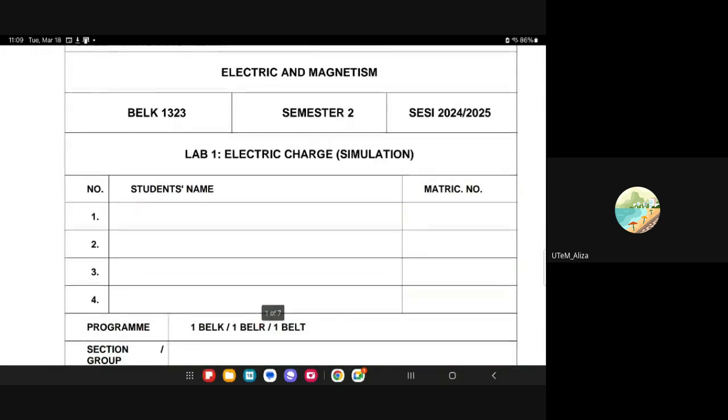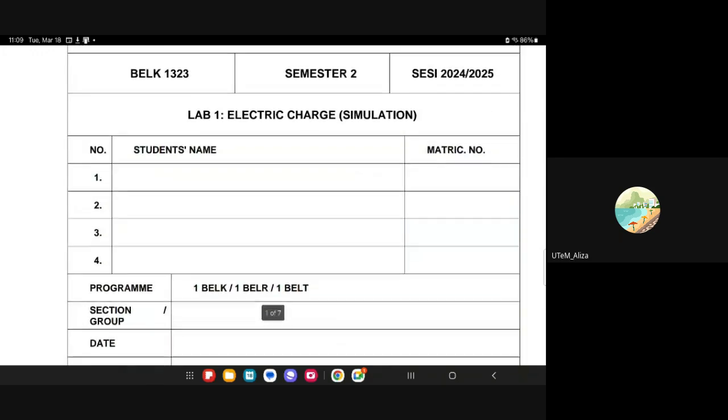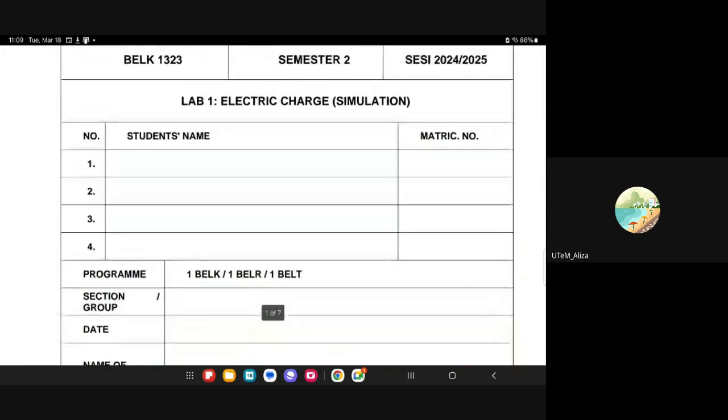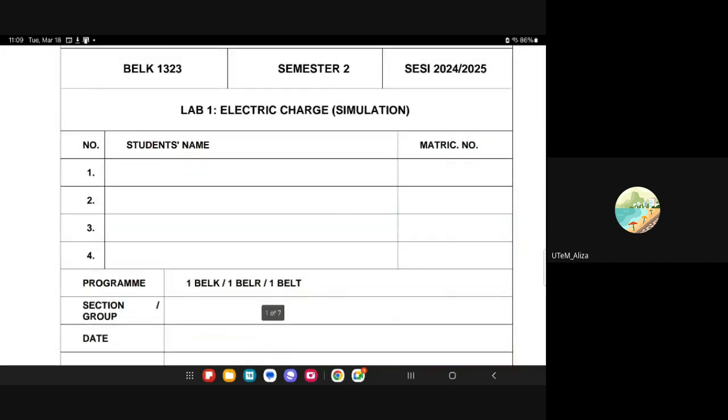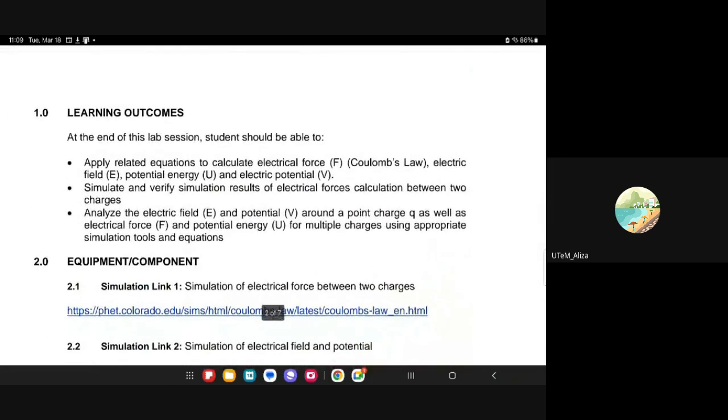You can use the same lab sheet and do some modifications and adjustments and submit it as your lab report later, okay? Or you can also just use the first page as your front page, and then inside the content, you can do according to your preference, okay?